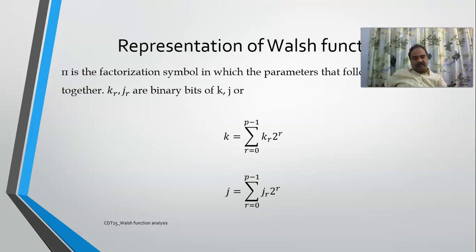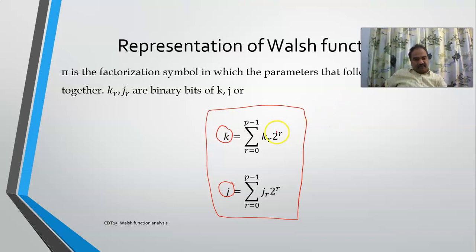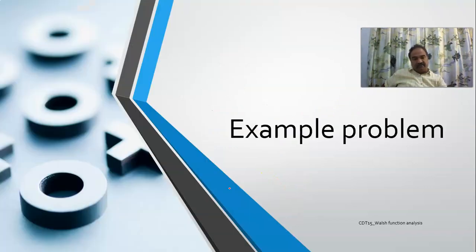So this is the representation of the Walsh function, where k and j are to be represented as binary series. This is what it represents. K and j are to be represented as binary series, and k_r and j_r are the bits of the binary representation. That we will see in the problem. So in the next lecture, we will see problems on this particular topic.